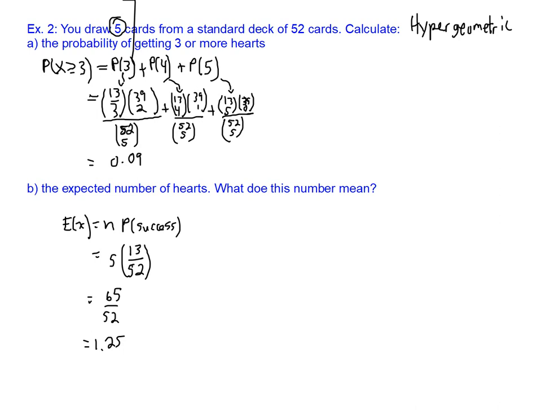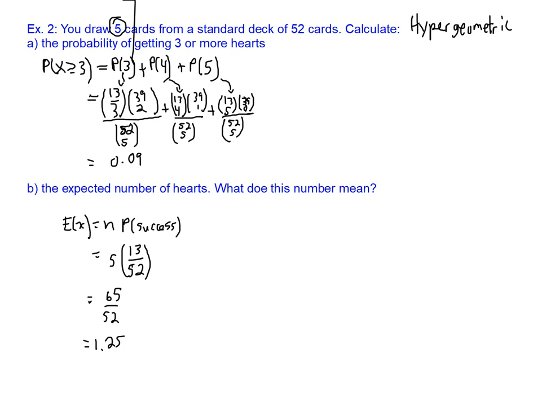Now, obviously, you can't get a quarter of a heart in your hand, but again, this is a long-term average. If we were to do this experiment over and over again, we would expect the average number of hearts to be 1.25. So we've done a binomial distribution, and we've done a hypergeometric distribution. I want to talk now about how we tell the difference between the two. I think in these two examples it was fairly easy to see.